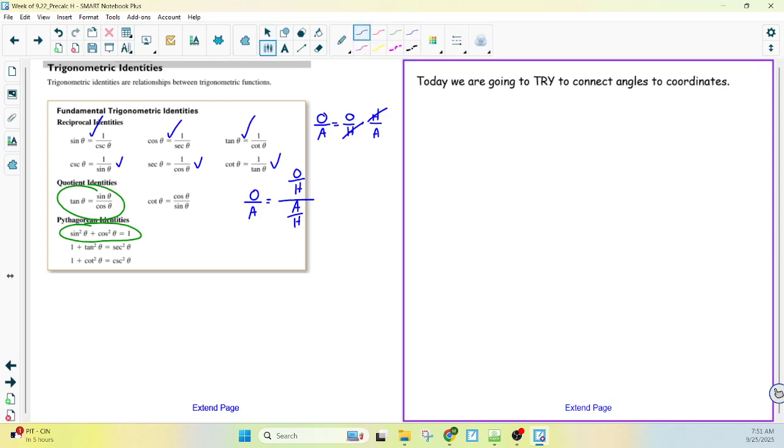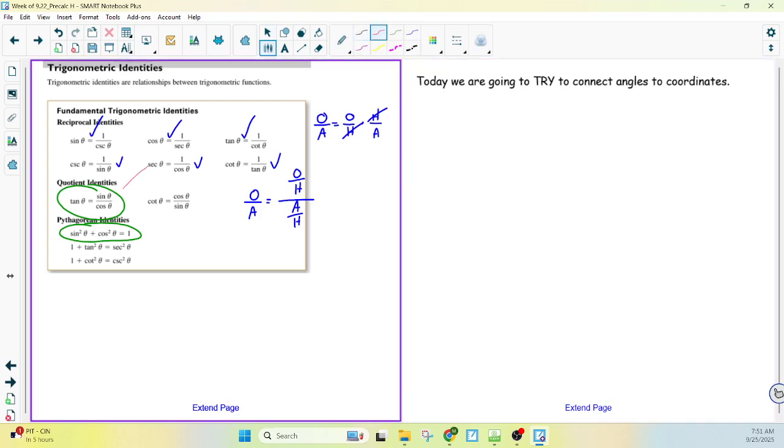There's a couple things I just want to remind you of. Make sure that you know these two identities, as they're going to become more and more important as time goes on. Tangent of theta equals sine over cosine, and sine squared plus cosine squared equals 1, or sine squared of x plus cosine squared of x equals 1. So just two identities. The more you see them, the better.